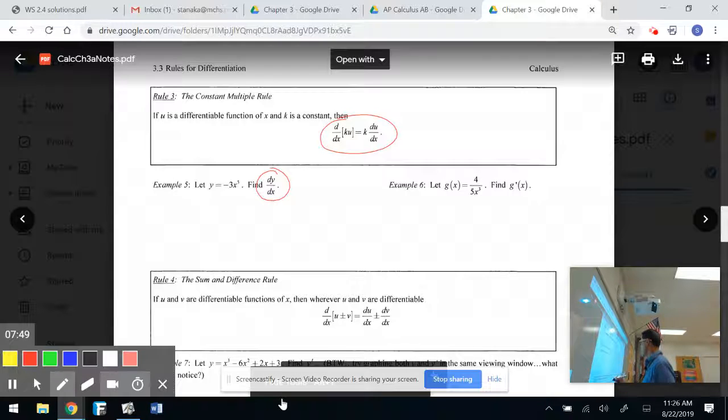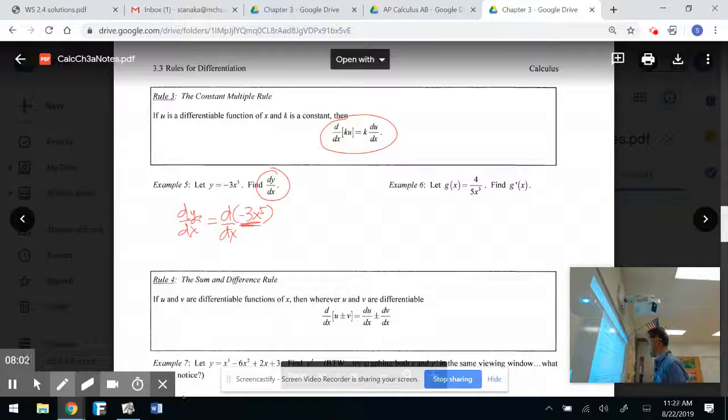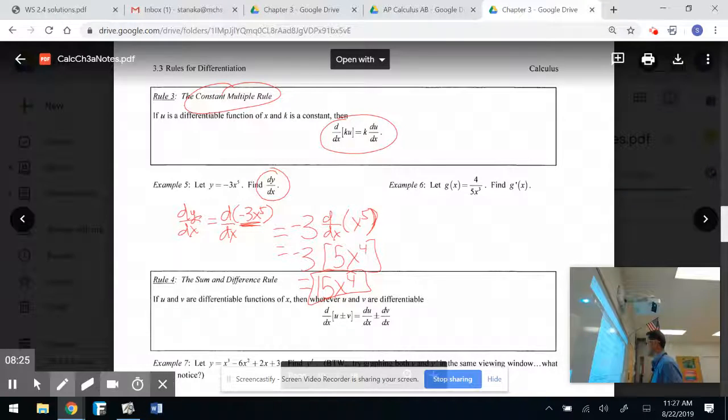Here's a little different notation for this one. What's dy dx? I could rewrite that as d, what is y? y is negative 3x to the 5th, dx. So I'm going to take the derivative of this right here. With this constant multiple rule, and you don't necessarily have to do this, you can take out the negative 3, and then take the derivative of x to the 5th. How do I take the derivative of x to the 5th? That's the power rule, which is 5x to the 4th. Now if I simplify that, it's negative 15x to the 4th. Booyah, done. And what some students will say, well, Mr.